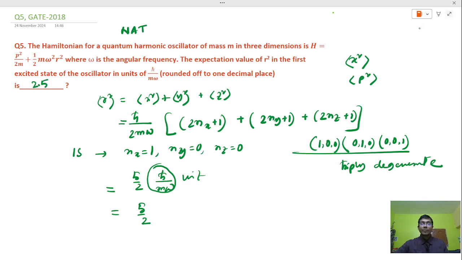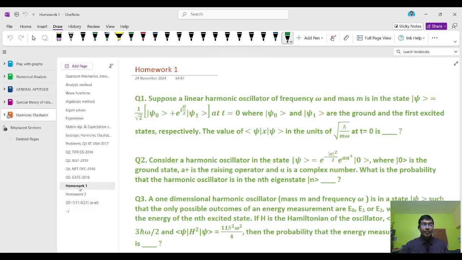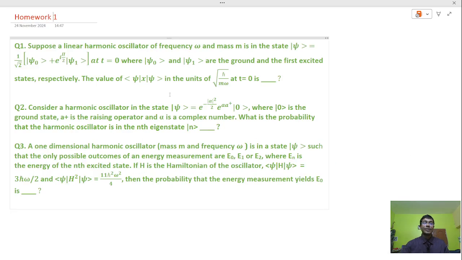So here we stop our question discussion, and usually I give homework for better understanding. This is your homework: do it at home and mail me at the given ID. Just pause this video and take a screenshot here. Question number 1. Suppose a linear harmonic oscillator of frequency omega and mass m is in a state at t equal to 0, a combination of two states psi 0 and psi 1, the ground and first excited.